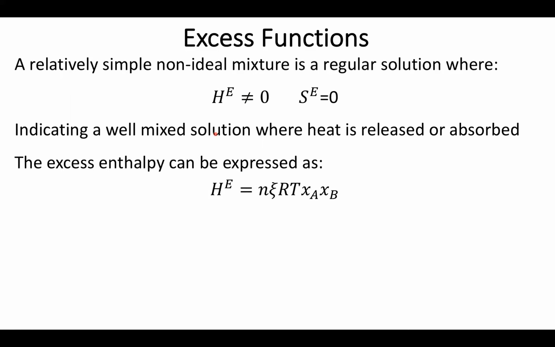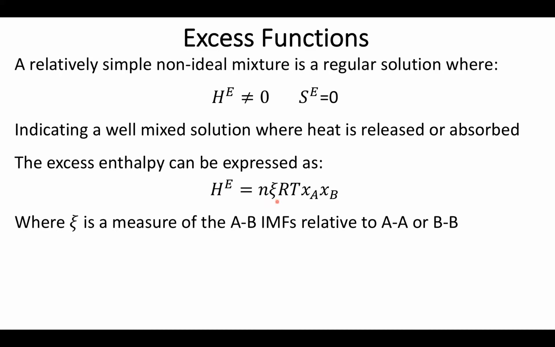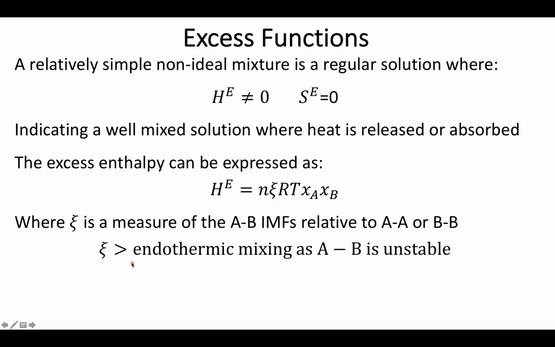So if I'm going to be looking at excess enthalpy, it turns out we have a fairly good description to provide our excess enthalpy. And this is essentially going to be based on a variable xi. Essentially xi here is going to be a measure of the intermolecular forces of my complex relative to the pure species. So if I take AA and BB, combine them together to make AB, is it going to essentially be endothermic or exothermic? So if my xi is greater than 0, this is going to indicate endothermic mixing.